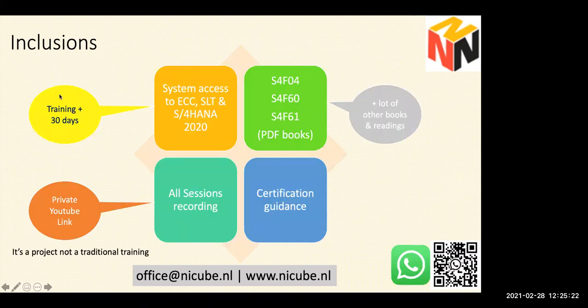What you get at the end is system access to ECC, S4, and SLT for the training period plus 30 days. You will get access to the standard certification books, S4F60, 61 downloadable in PDF. You will have all the recordings available. So if you want to see what happened in the last class, either if you missed it or you want to repeat the content, you will have your private YouTube link. You can just view the recording on YouTube. And of course, we will also share certification guidance, a guide on how to prepare to clear certifications.